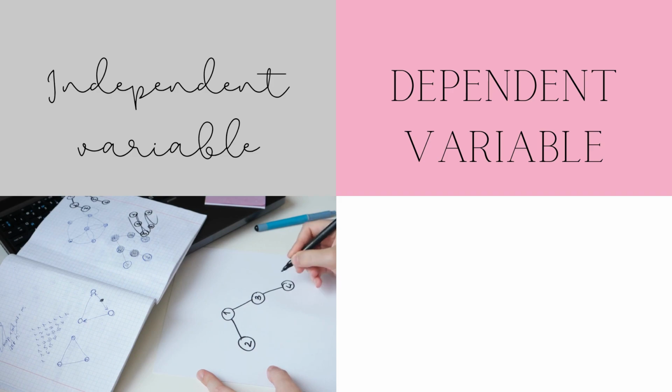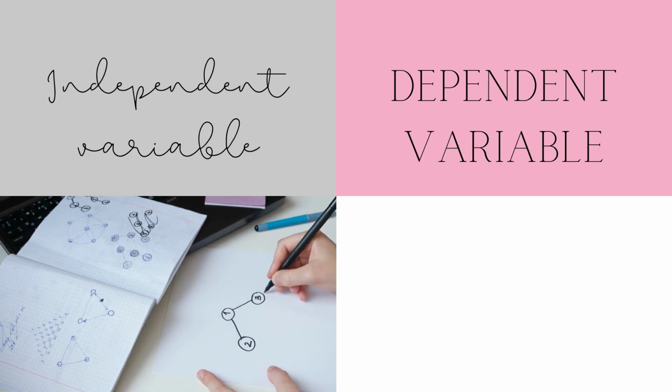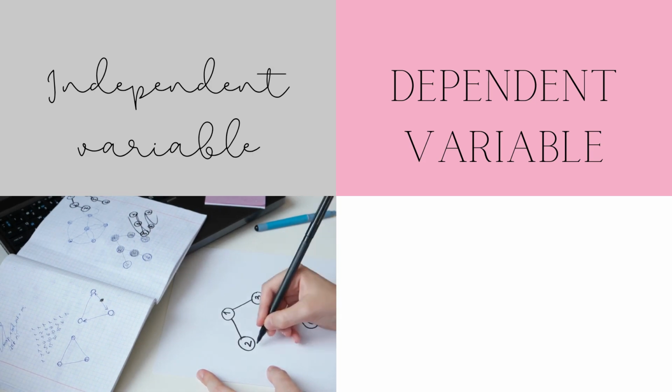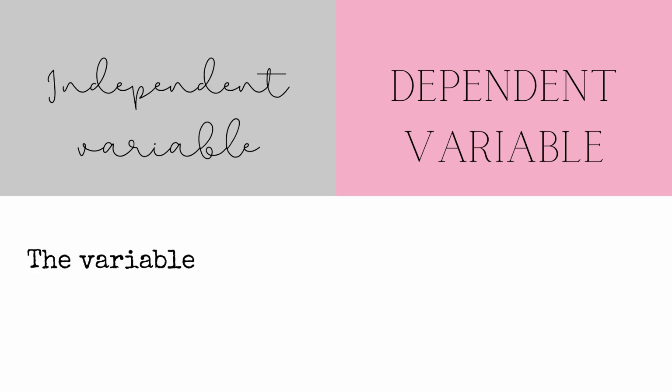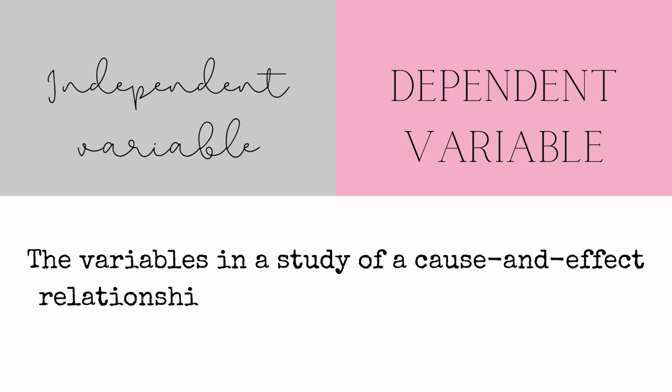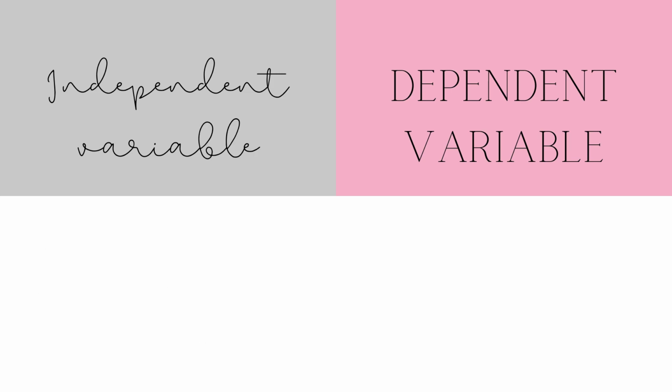In scientific research, we often want to study the effect of one variable on another one. For example, you might want to test whether students who spend more time studying get better exam scores. The variables in a study of a cause and effect relationship are called the independent and dependent variables.